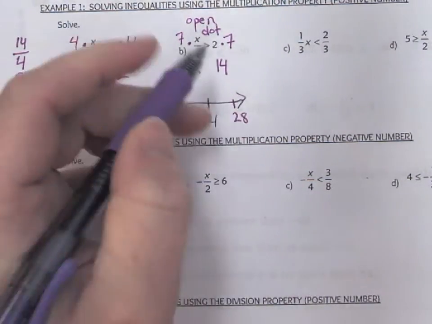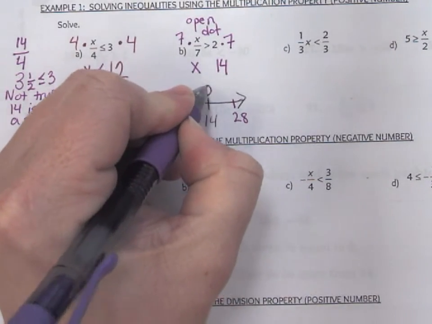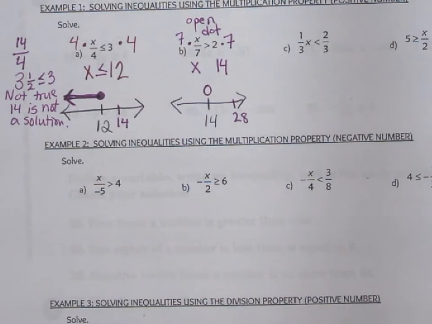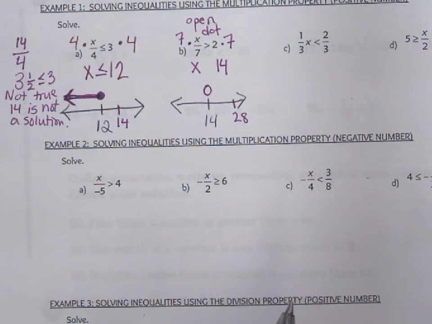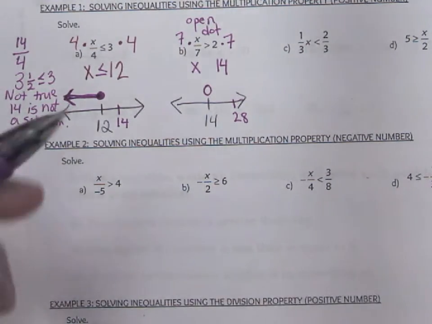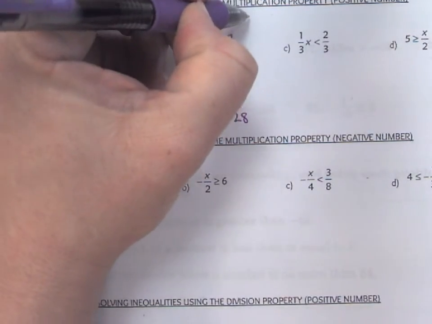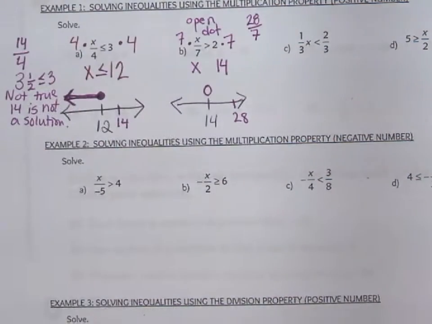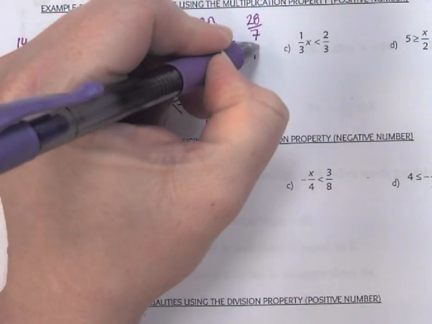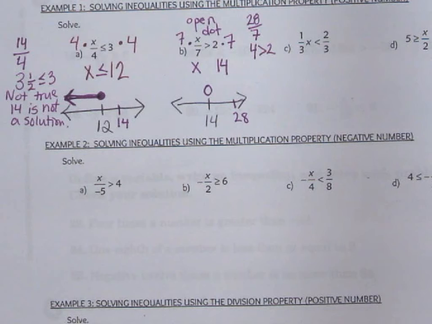Oh, I'm sorry. We needed an open dot above the 14. So I added my open dot. And now I'm going to try substituting in the 28. Okay, so we have 28 over 7. And what is 28 over 7? 4. Is 4 greater than 2? Is 4 greater than... Does someone have a question?